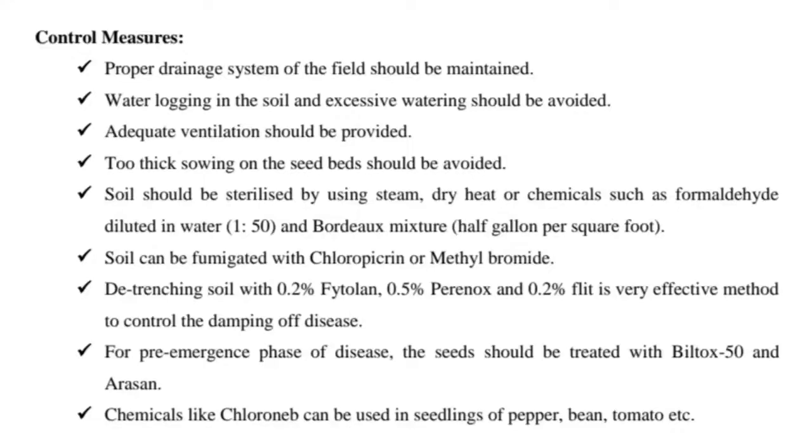Drenching soil with 0.2% Phytolin, 0.5% Perenox and 0.2% Flit is a very effective method to control the damping off disease. For the pre-emergence phase of the disease, the seeds should be treated with Biltox 50 and Arasan. Chemicals like Chloranil can be used on seedlings of pepper, bean, tomato, etc.